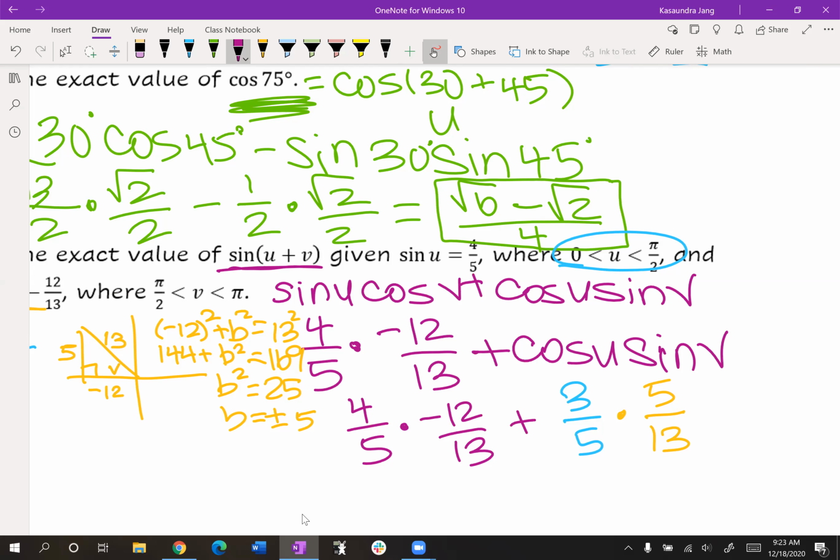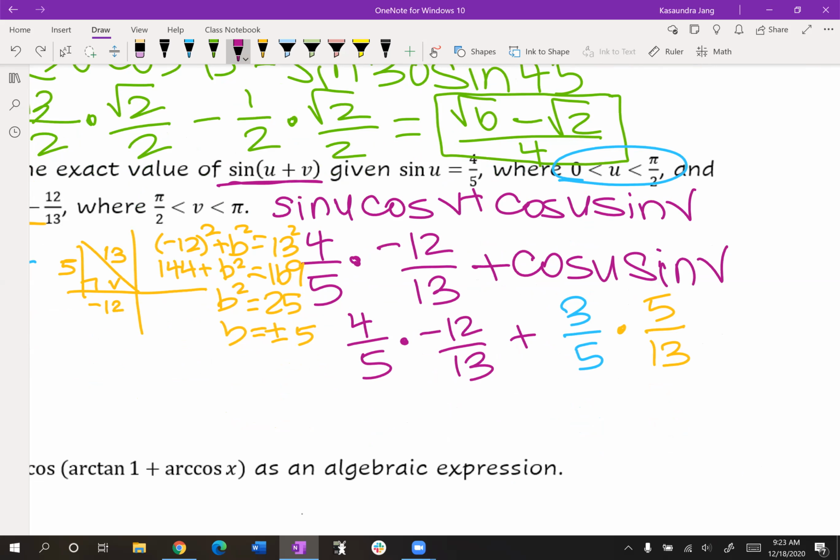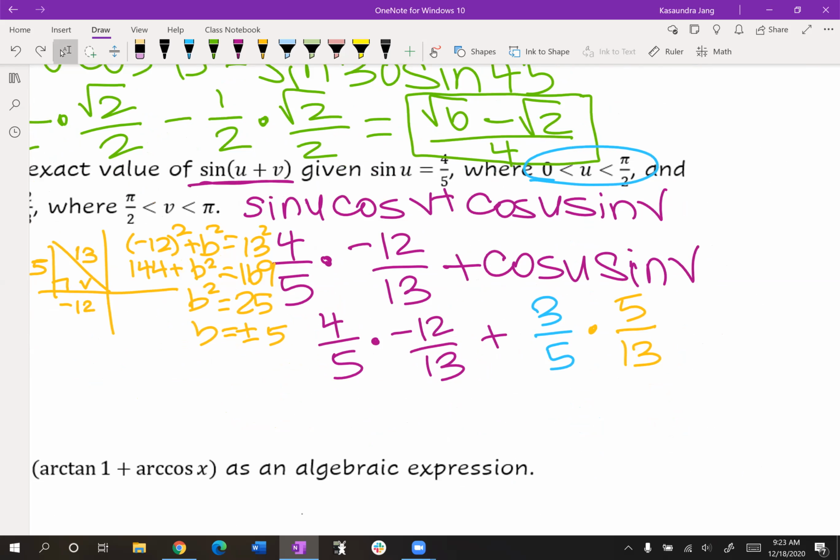So now I'm down to all numbers. I can get a final answer here. It looks like I will have common denominators. It looks like I've got a 5 times 13 on both of these fractions, so I got like a 65 on both of those. So I have a common denominator of 65.